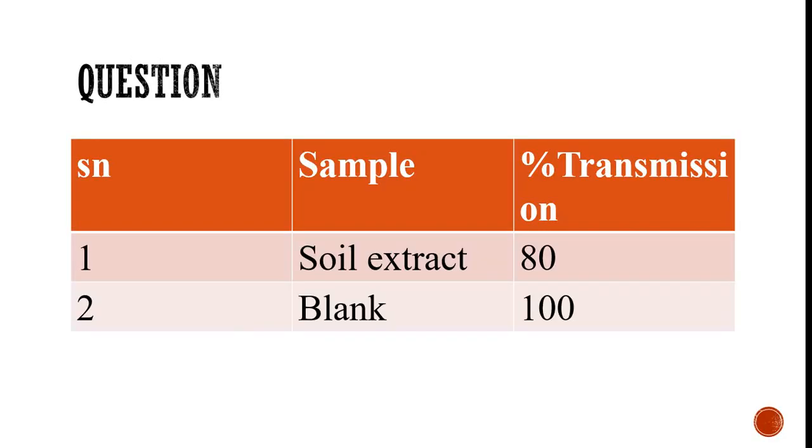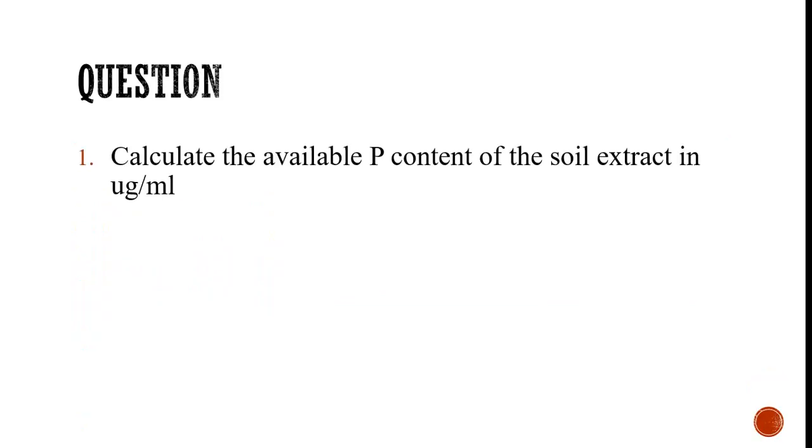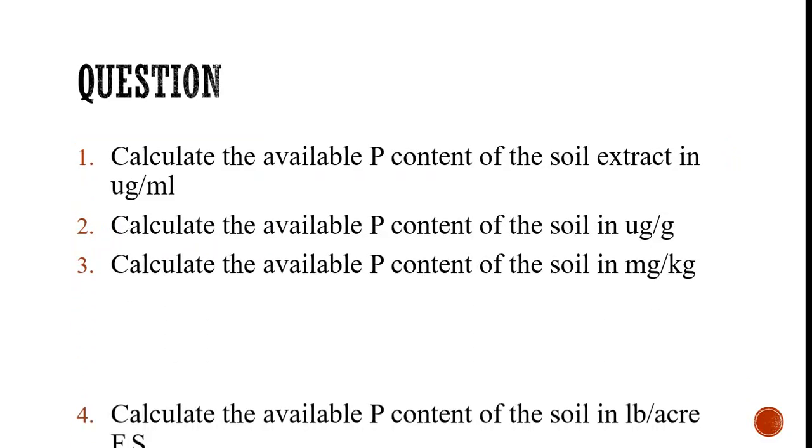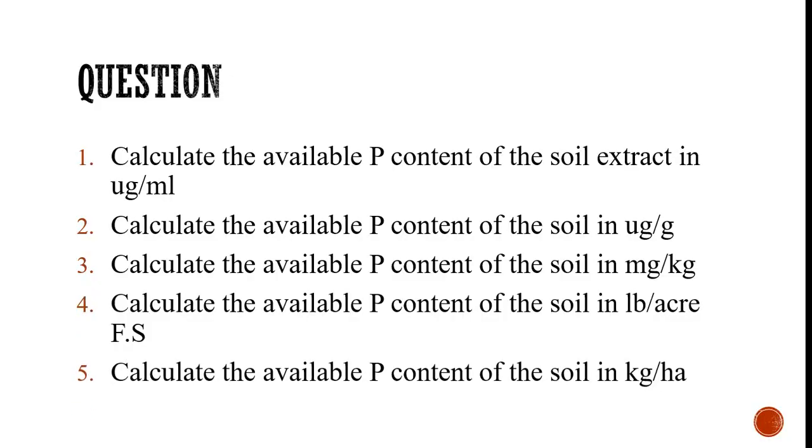This is additional information provided by the question. We were given that the transmission of the soil extract was 80%. The blank is just a solution without the soil, which was passed through the same process, with the acid added and everything. The transmission measured with the spectrophotometer was 100%. Now, we have to calculate the available phosphorus content of the soil extract in micrograms per milliliter, in micrograms per gram, in milligrams per kilogram, in pounds per acre, and also in kilograms per hectare.